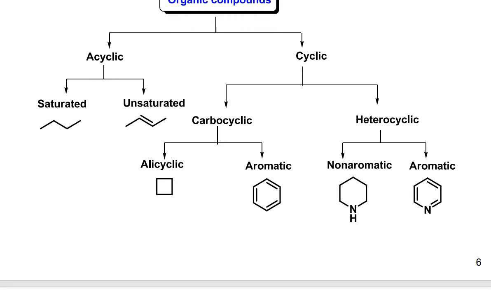Carbocyclic, you can see the examples. Alicyclic and aromatic. Aromatic example is benzene, this is cyclobutane. Now heterocyclic has two types of compounds here, aromatic and non-aromatic. You can see the pyridine, this is aromatic, pyrrolidine, this molecule is non-aromatic.